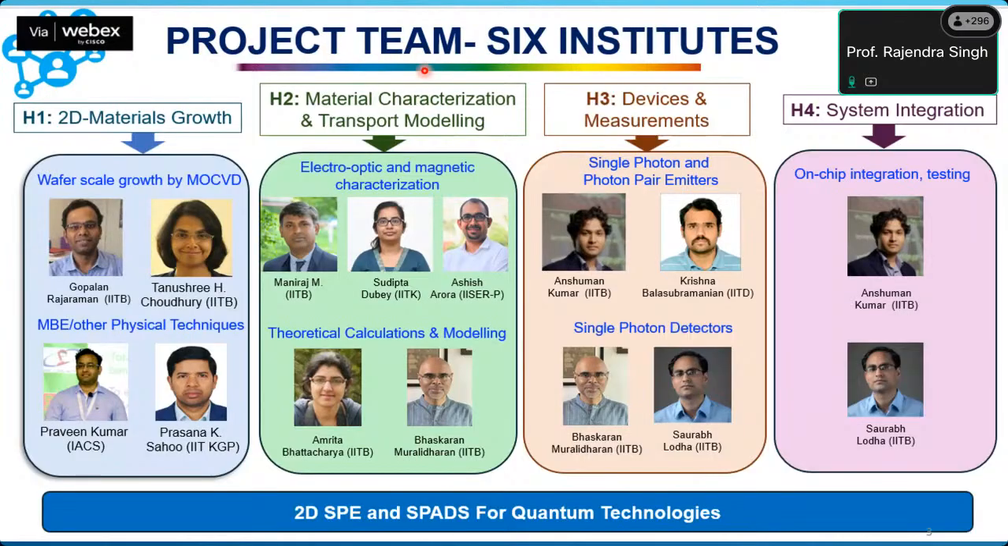So you see, this project team is quite big. So there are faculty members across various institutions who are specialized on 2D materials growth. Okay, wafer scale growth by MOCVD and then by MBE. So these two faculty are doing by MOCVD and they are doing by MBE. Then also material characterization and transport modeling. Okay, you have separate set of faculty for theoretical calculations and modeling, and then the device fabrication as well as measurement. So for single photon emitter and for single photon detectors, we have the expert faculty. The material will be grown by these, and then the fabrication of devices will be done by these faculty members, and also the measurement.